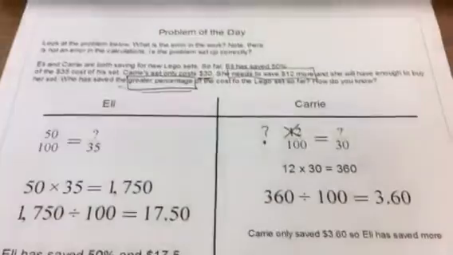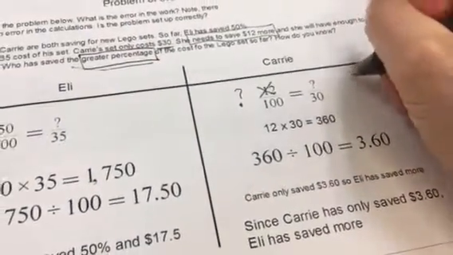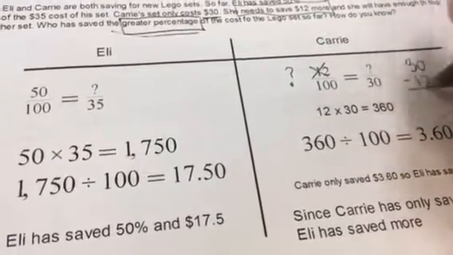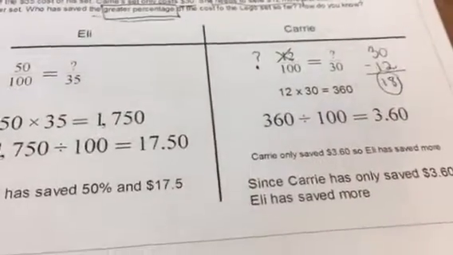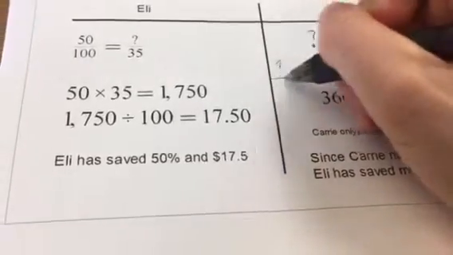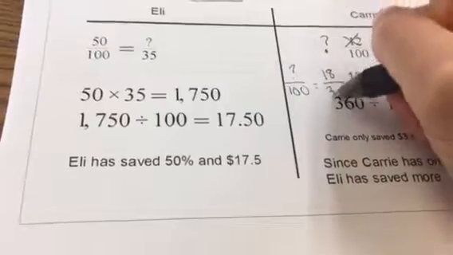All right, and then it says that her set only costs $30 and that she needs to save $12 more. Okay, so it's not that she has $12, she needs to save $12 more. So she has $30 and she needs to save $12 more. That means that what she actually has is $18. That's how much she has saved towards the set. So that means that our proportion is actually going to look like this. Question mark over 100 is equal to 18 out of 30.